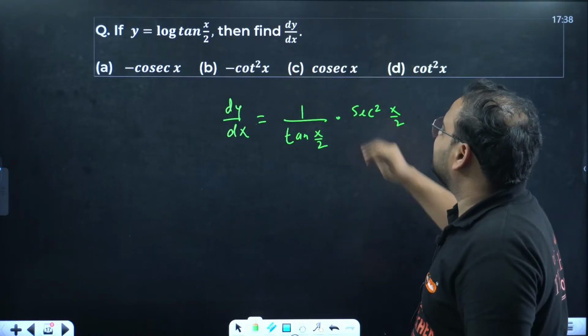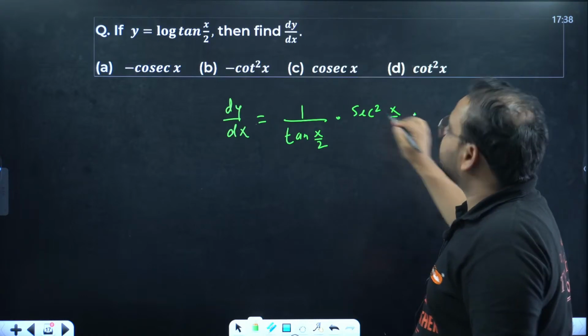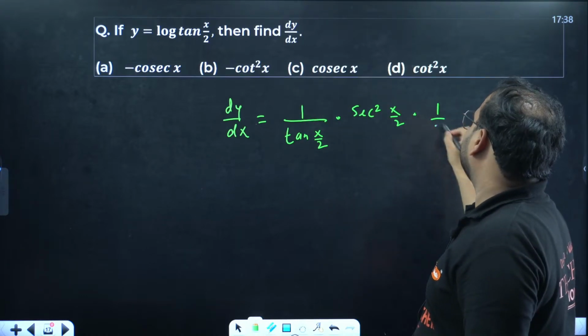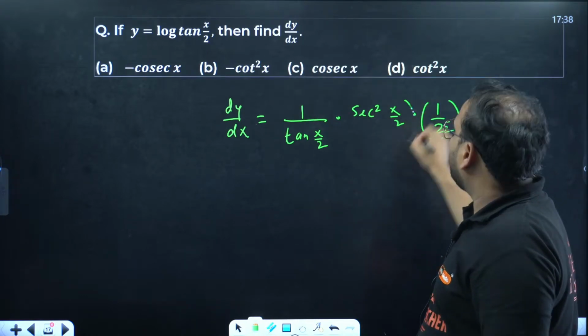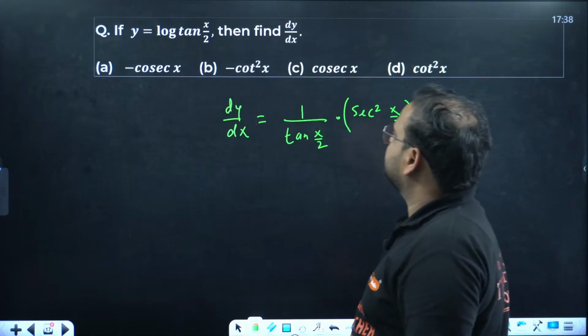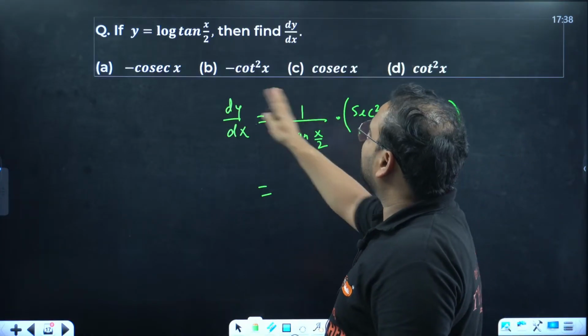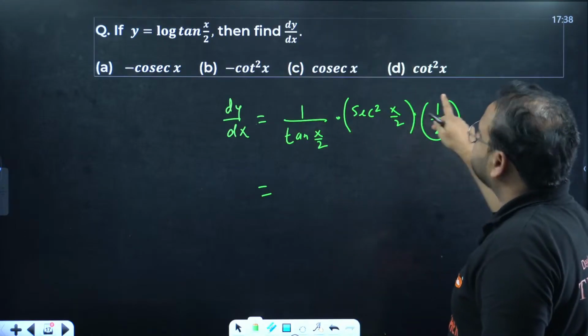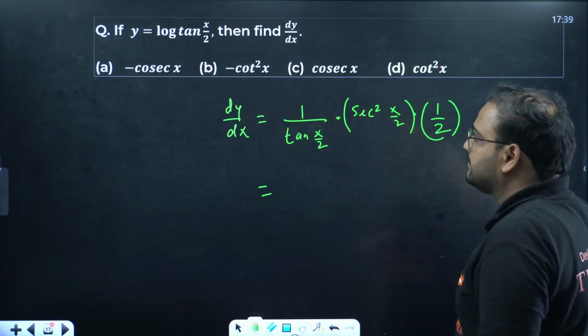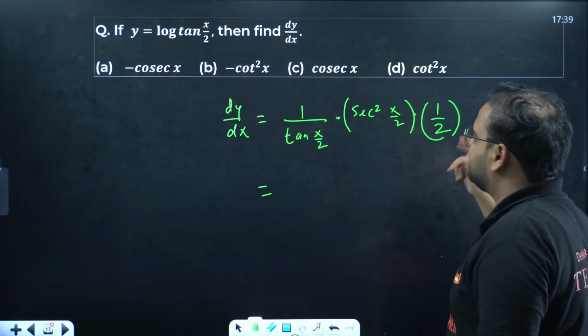Differentiate tan, you get secant square of x by 2. Differentiate x by 2 now, you'll have 1 by 2. So all three functions are differentiated. The rest is simplification. One thing is clear, sir, I will not have negative terms. I cannot see any negative term coming. Yeah, there is nothing like that.